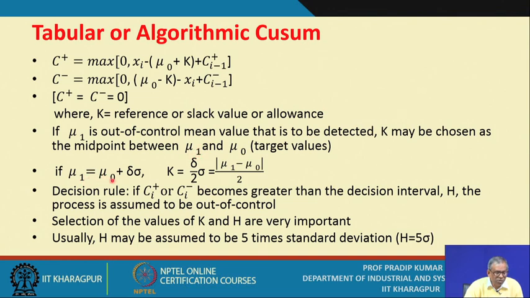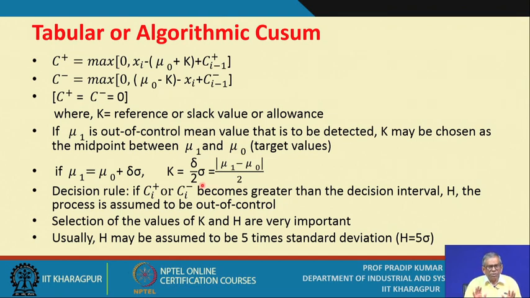So mu1 equals mu0 plus delta into sigma. Is it okay? And this is the deviation in terms of sigma. I have already mentioned that the deviation is always expressed in terms of sigma. So what is the value of k? Obviously delta by 2 into sigma. That means mu1 minus mu0, the absolute difference between mu1 and mu0, and half of that.